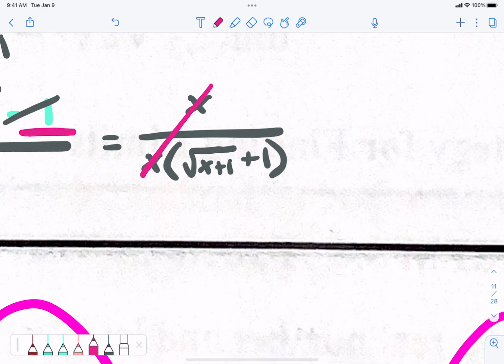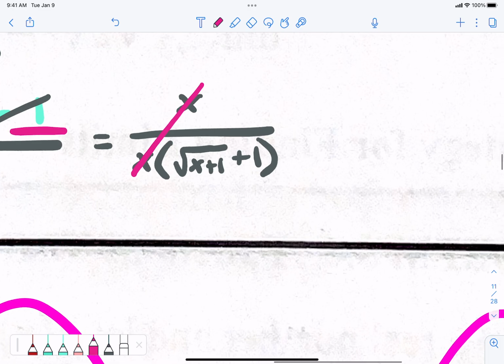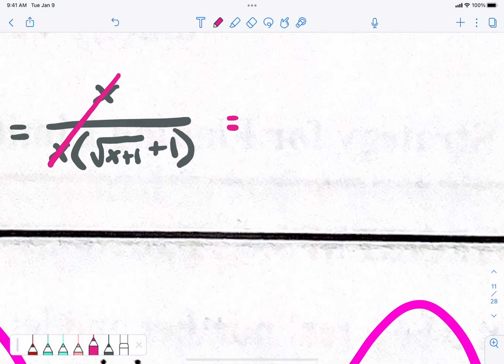The x's are going to cancel now, right? It's more obvious to see that those x's cancel now. Okay, we're so close to being done. After you cancel those x's, what's left on top? 1. 1 will be left on top, yep. And then the square root of x plus 1 and then plus 1.